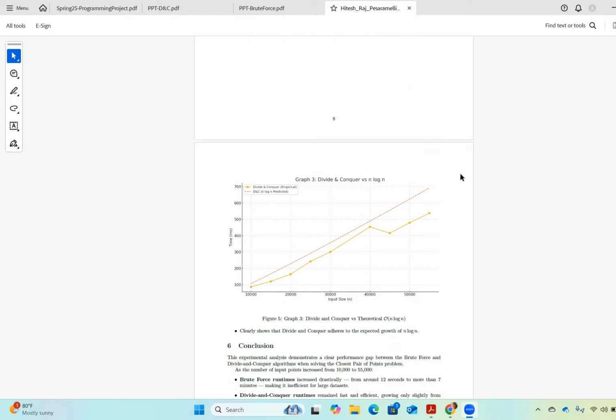And graph 3 shows the divide and conquer empirical versus predicted. This graph shows the measured runtime versus predicted C n log n values for divide and conquer. The convergence of the two curves validates O(n log n) complexity.